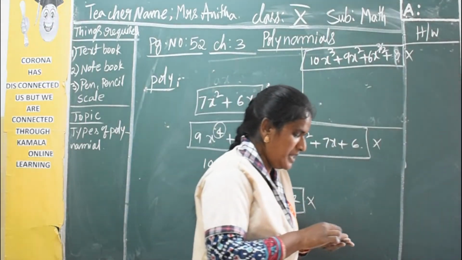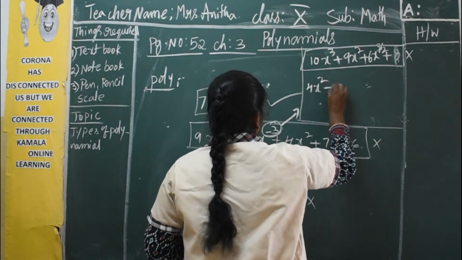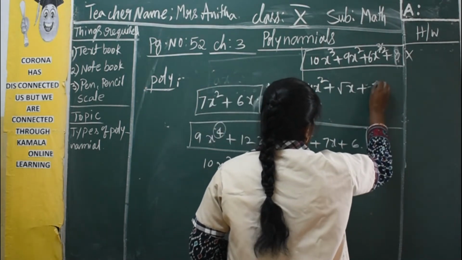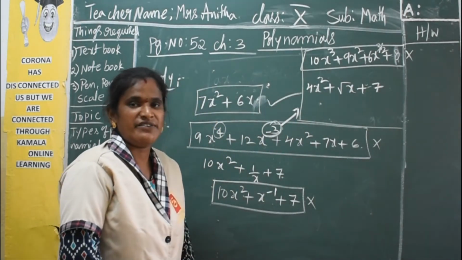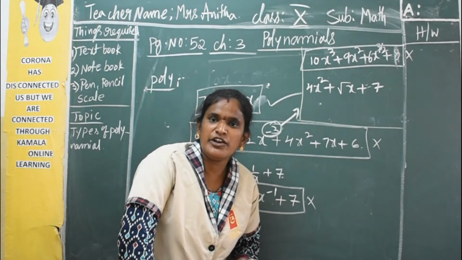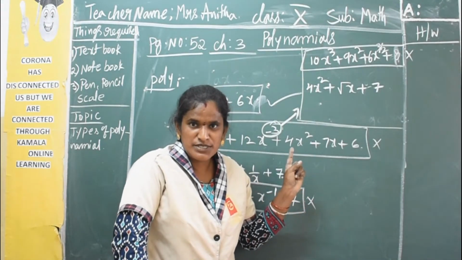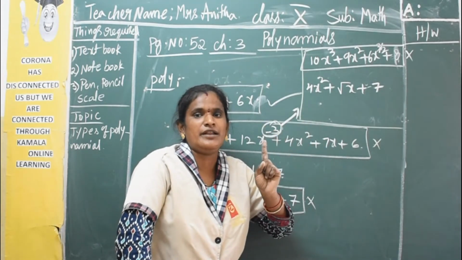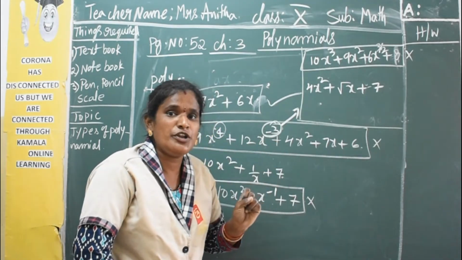And one more example. So 4x square plus root x plus 7 is given. Is it a polynomial or not? Is it a polynomial, children? Anyone knows? Yes, it is not a polynomial. Definitely it is not a polynomial. Why is it not a polynomial?